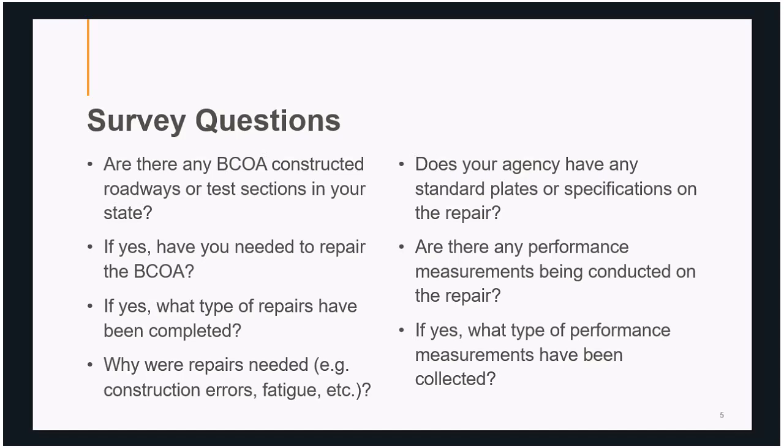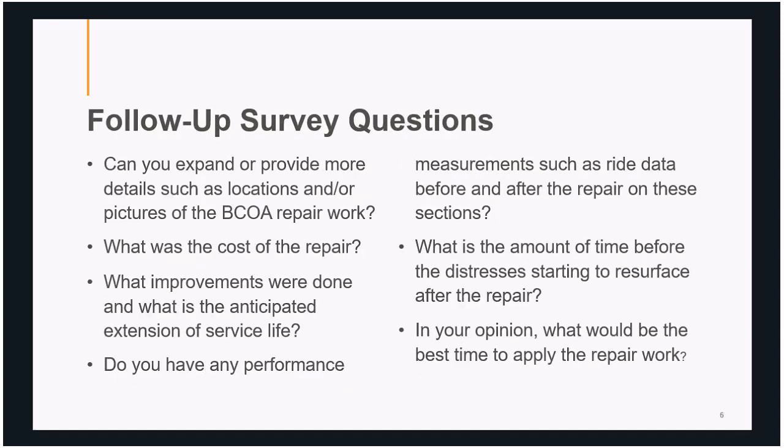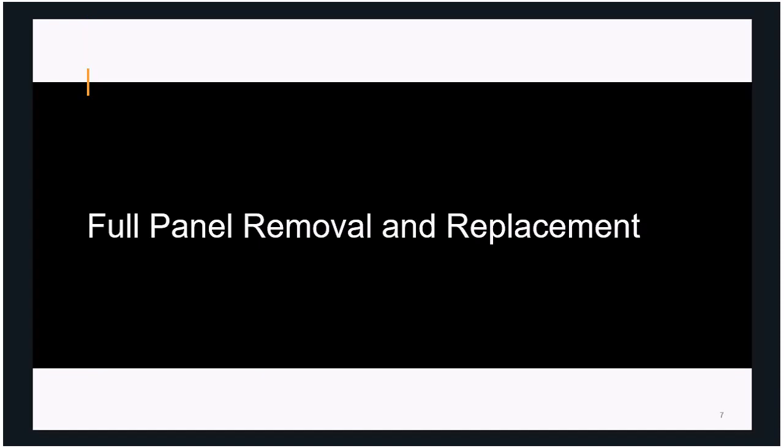So in this project, survey questions were sent out to participating states to collect responses on their experience on repairing BCOA pavements. Once we got the survey responses back, we sent out follow-up survey questions, mainly asking for more details on the repairs done. There are a few types of repairs that we have seen from the participating states, and the main type of repair is full panel removal and replacement.